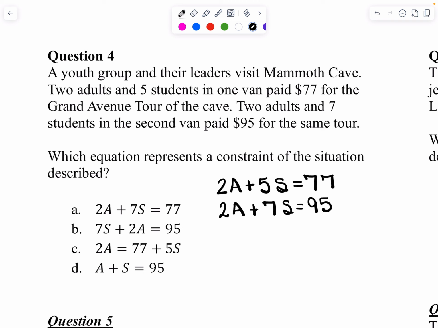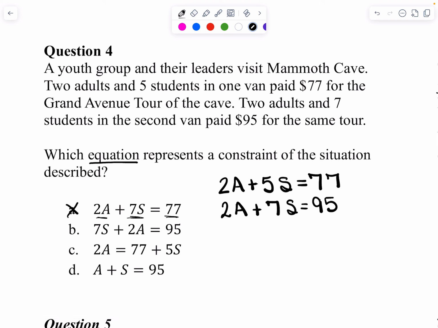It was easier for me to write my equations than to try to make sense of the equations and looking back at the word problem. Now that I have that, it says which equation, so that means it's just going to be one. So if I'm looking at the equations, A says 2A plus 7S equals 77. So that is not true. B says 7S plus 2A equals 95. That is true.